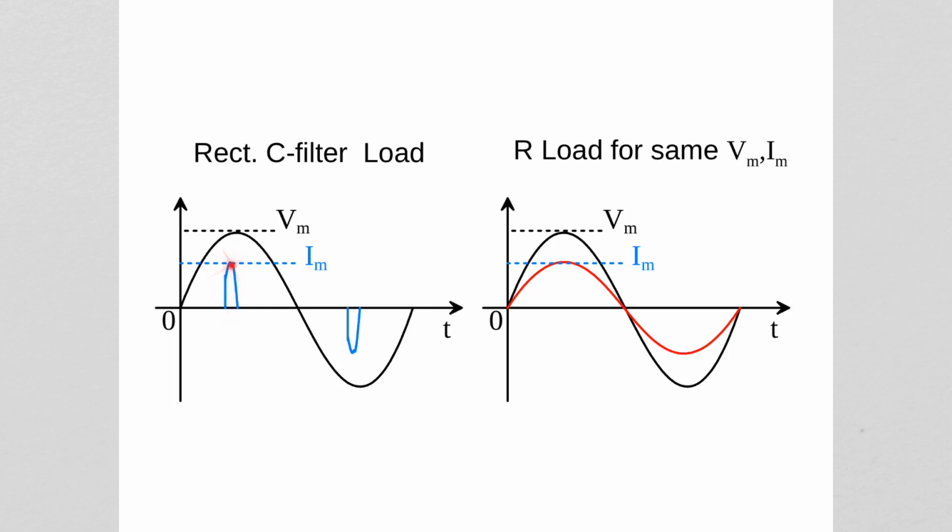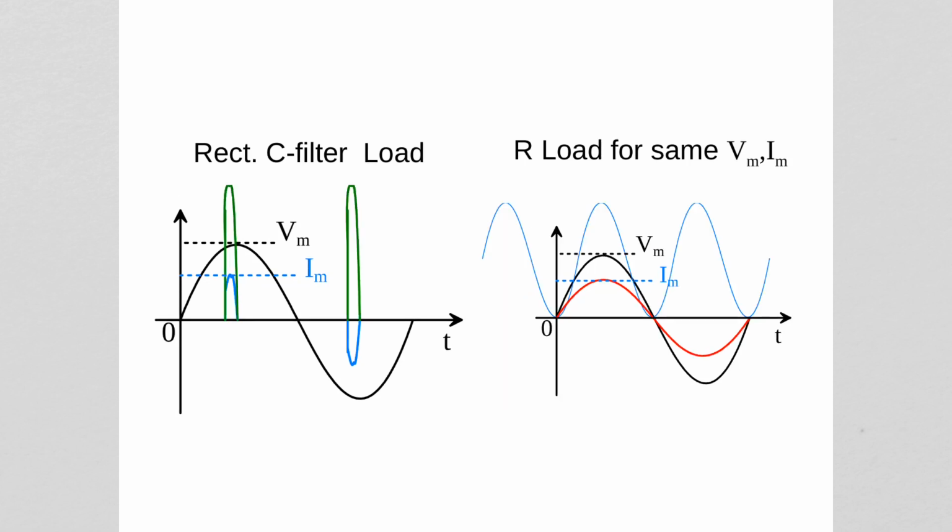The capacitor filter load measured on the oscilloscope gives an Im, which is this value. Use that same Im and draw the resistor current wave shape like this, having the same Im magnitude and having the same wave shape as that of the voltage. Then it is a pure resistance.